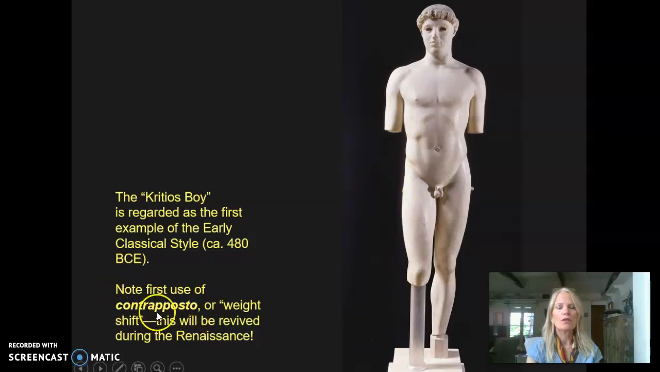But there's also something called the contrapposto stance. It's a weight shift that they start to describe.